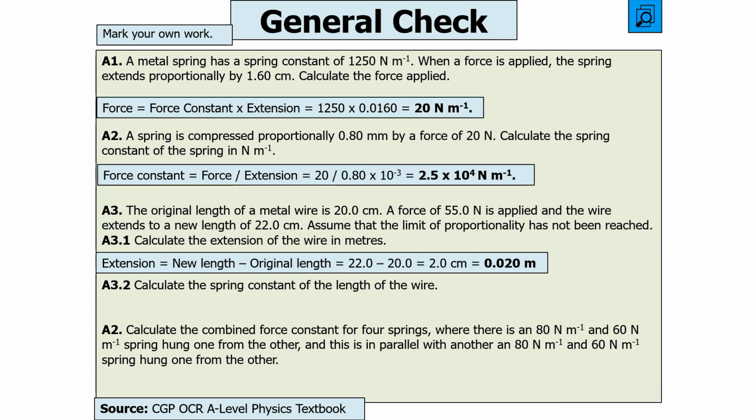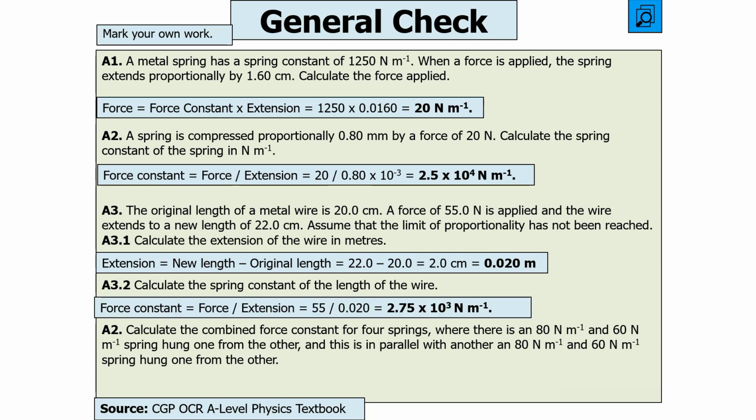In this next question, extension is the change in length, so it's 22 minus 20 centimeters, which equals 2 centimeters, which turns into meters as 0.020 meters. Our spring constant is force over extension, 55 over 0.020, so 2.75 times 10 to the 3 newtons per meter.